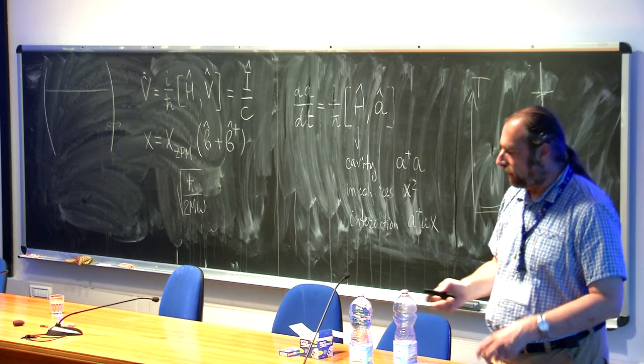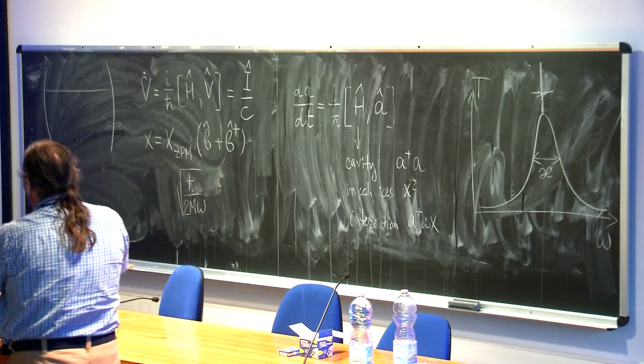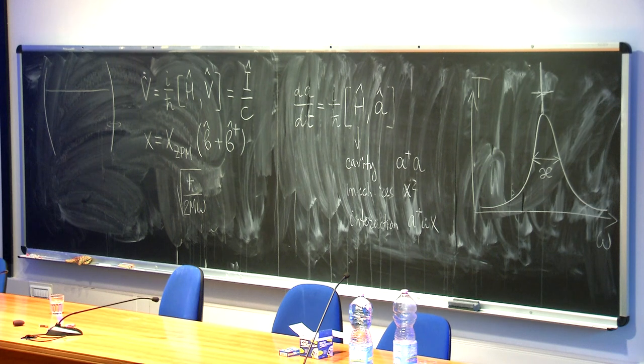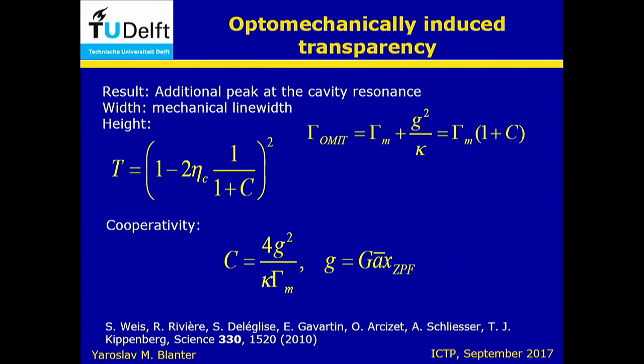And now, here I quantified, there is a full expression which I could put on the slide, but it's not particularly interesting, so I will rather show the line width and the height. So the line width is just that. I think I forgot a 4 here, I'm sorry for that. And if you write it in terms of this cooperativity, which John already introduced, then it's just the mechanical line width times 1 plus C. So if you have weak coupling, it's the mechanical line width. If you have strong coupling, that's the mechanical line width times cooperativity. So that is why it's much more narrow, because the mechanical line width is much less than the cavity line width. Now you also have the height of the peak, and that's the transmission.